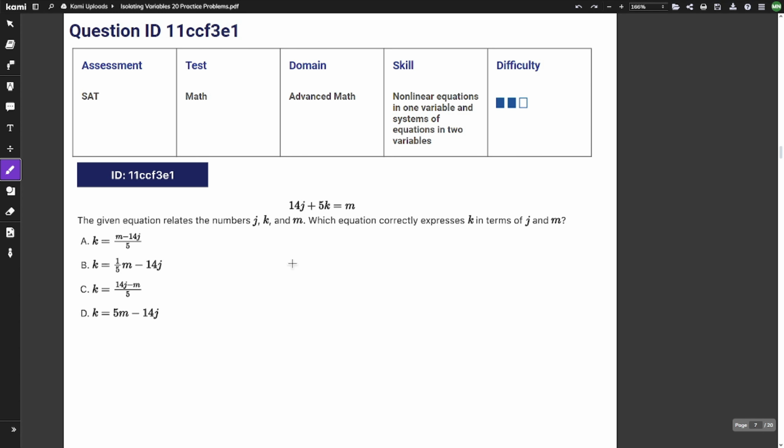Question number 7. Here we have this equation and we want to get k by itself. So 14j plus 5k is equal to m. First thing we're going to do is subtract 14j from both sides.